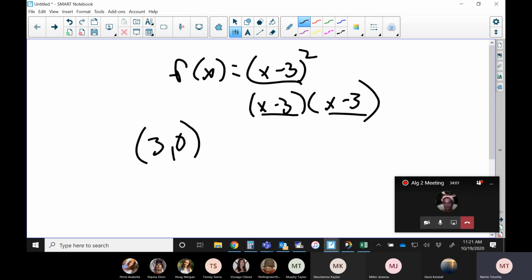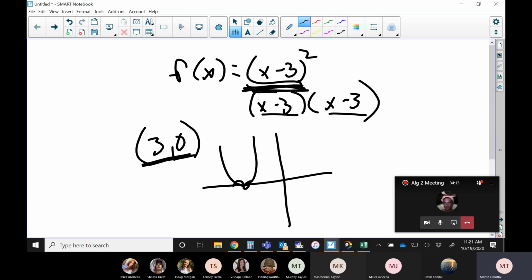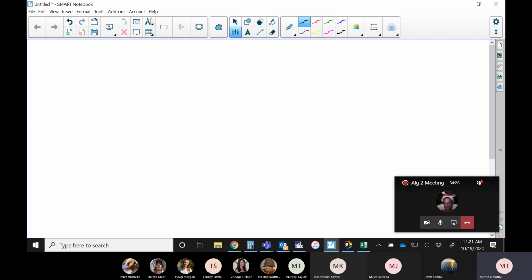3, 0. In fact, the only way that can happen is if that is my vertex. So not only is this my x-intercept, it's also my vertex. Which means this is not only factored form, because there's no plus 0 back here, right? This is my right to the right 3 and up 0. Now, that's only a special case, right? Yes, ma'am.